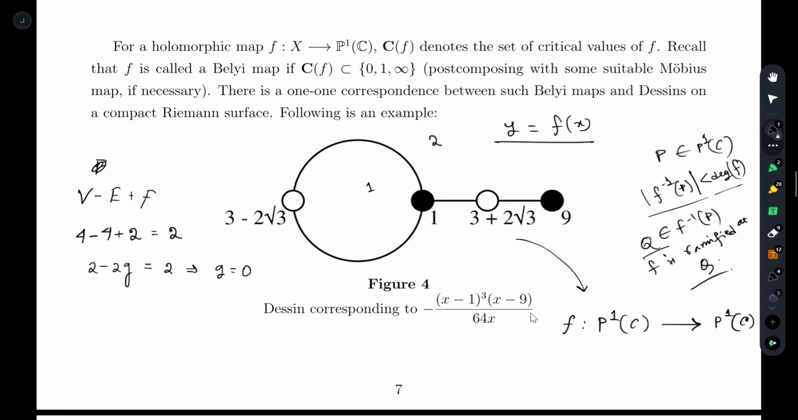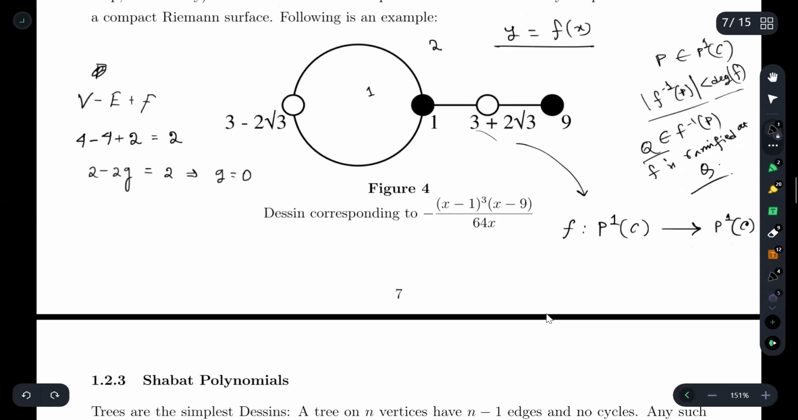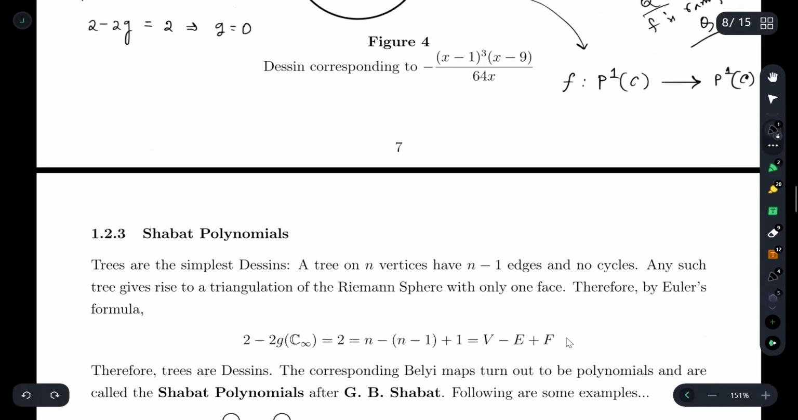But this correspondence is not clear because it is a deep theorem, and there are several steps in how we go from a Belyi function to a design, and from a design to a Belyi function. But I have just presented one example here. Maybe we could have done it in detail, but there is no time left.